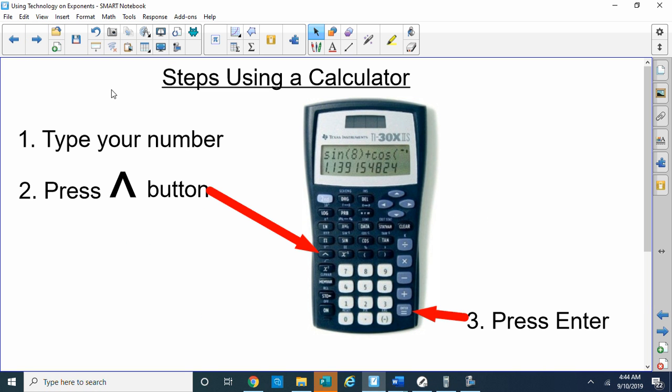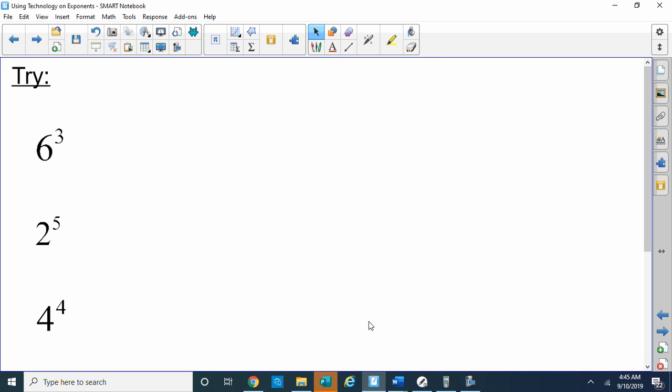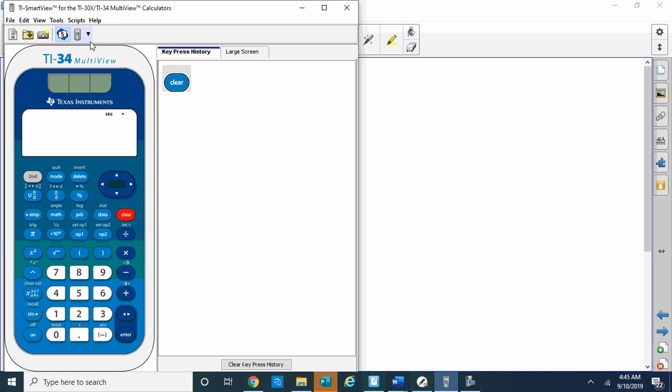All right, let's use the calculator. So here are your steps for using the calculator. First thing you do is type in your number. There's the exponent button. It's the little upside down V. Some people call it the caret button. There's a button underneath it with the X and a little 2. That's a good button. We'll talk about that in a little bit. But the upside down V or caret button is the exponent button. And then you press enter and you'll get your answer. So 3 steps. Let's get our calculators and get at these problems.